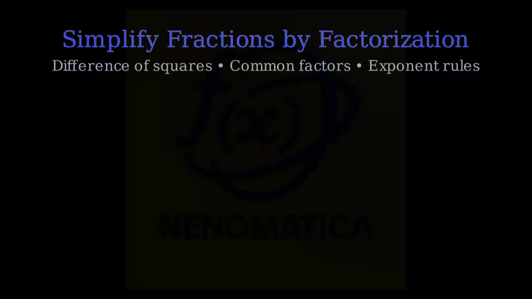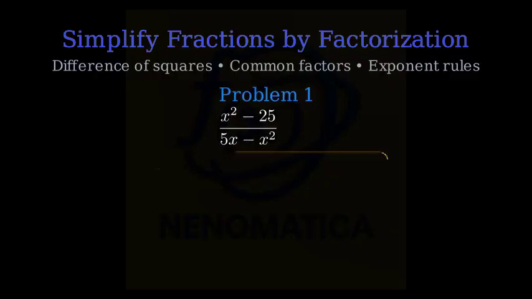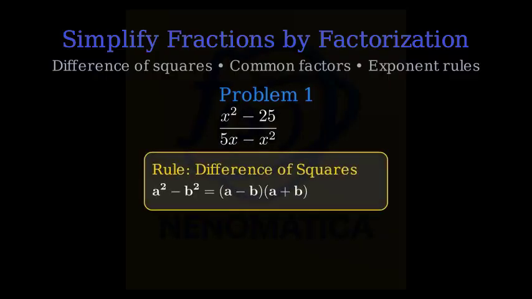Example 1. Simplify the fraction x squared minus 25 over 5x minus x squared. Step 1. Factor numerator and denominator. Use the difference of squares rule. A squared minus b squared equals a minus b times a plus b. The numerator becomes (x minus 5) times (x plus 5). The denominator is x times (5 minus x).